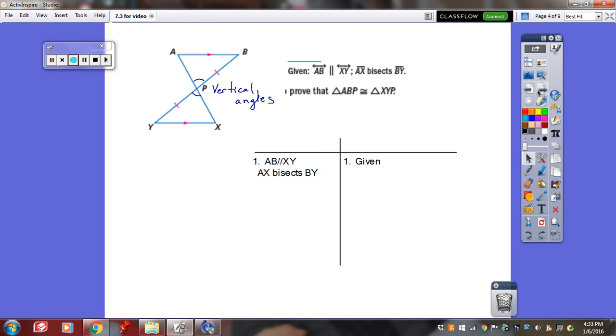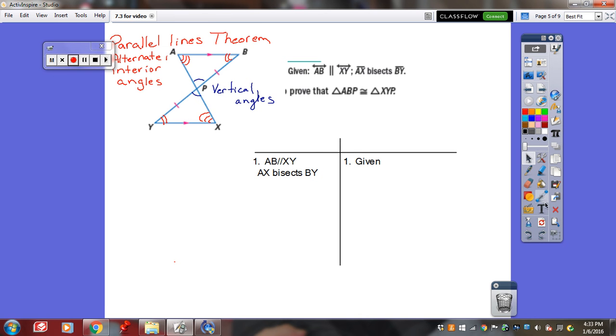One of the first things we talked about was the vertical angles, that angle APB would be congruent to angle XPY because they're vertical angles directly across from each other. So that's one thing that we know we can use. A second thing that we can use, because these two lines are parallel, is the parallel lines theorem and alternate interior angles. That gives us that angle Y is congruent to angle B. It also gives us that angle A is congruent to angle X.